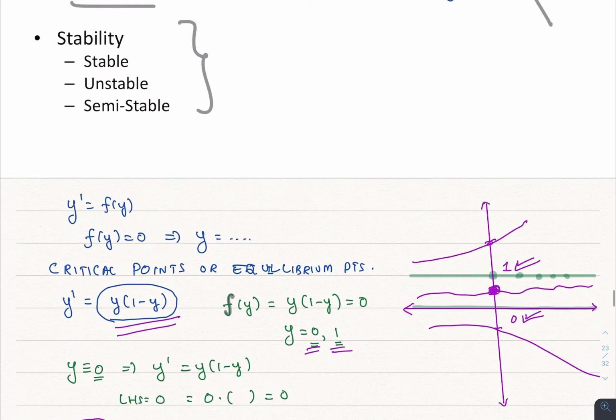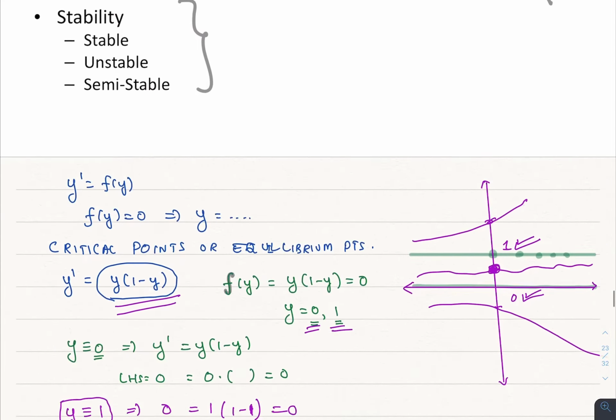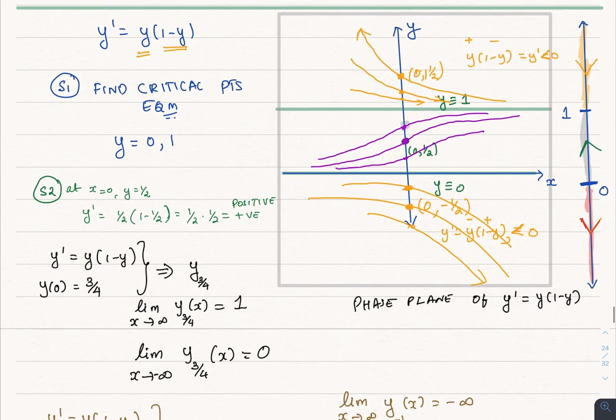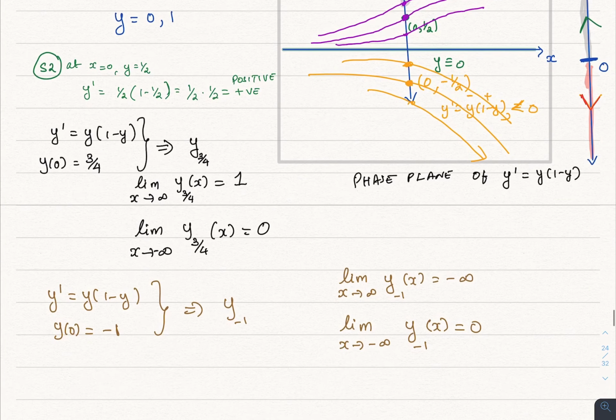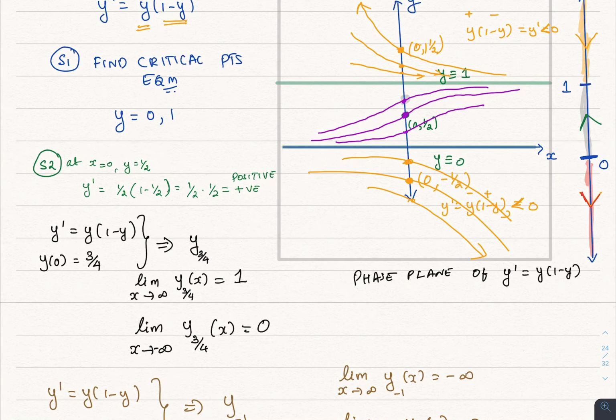So that's how we would find the equilibrium points, critical points. The phase portrait is also known as the phase plane, and the phase line we just talked about. Let's take a look at the stability, and we will move on. So what is the stability? When we say stability, we're talking about the stability of an equilibrium point.